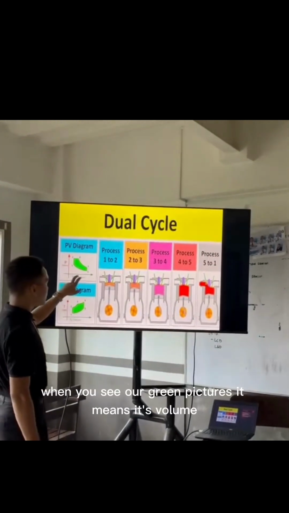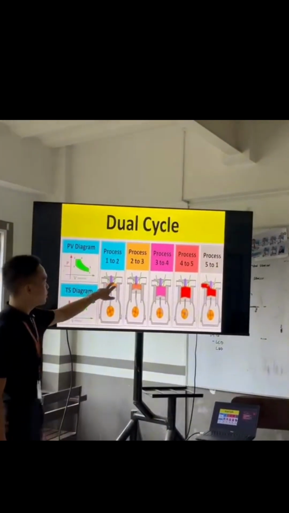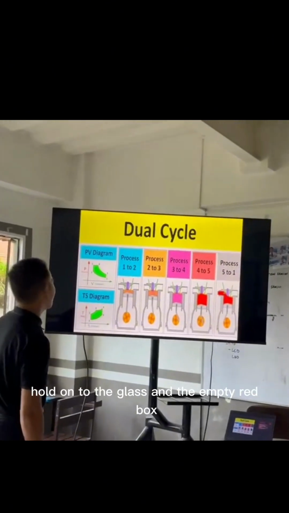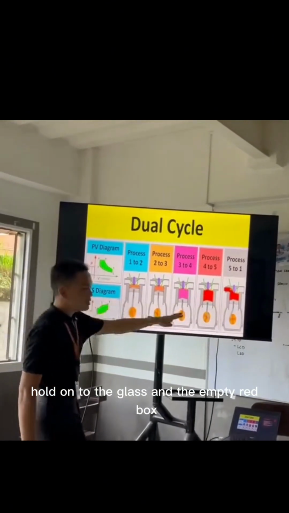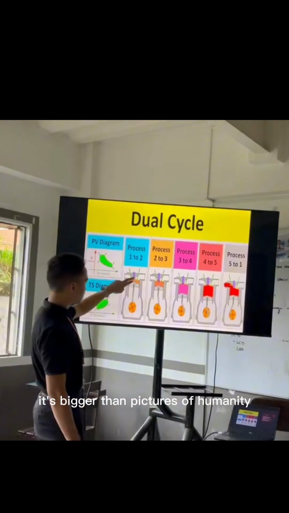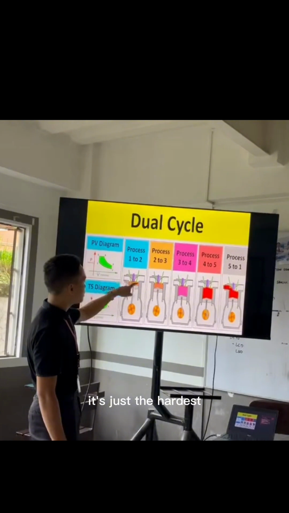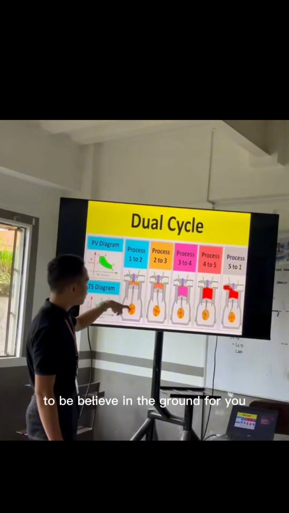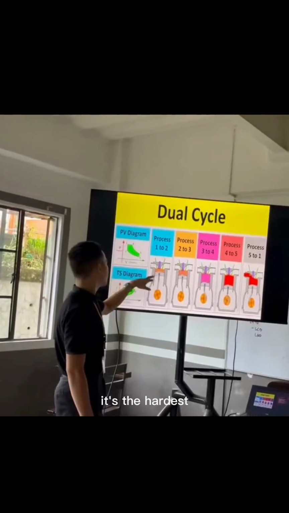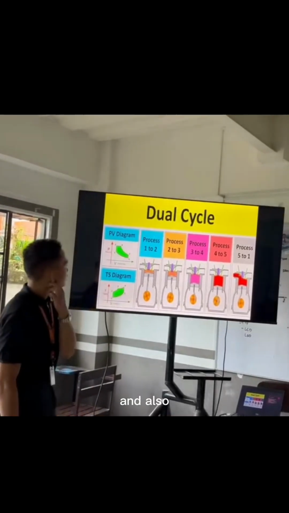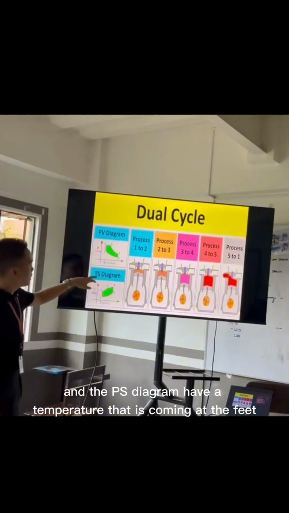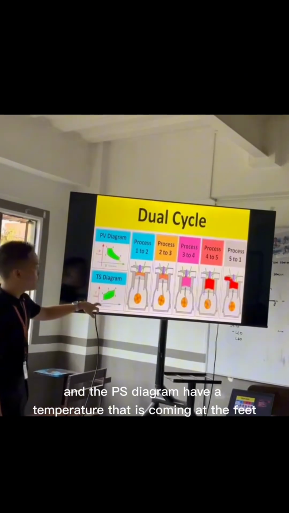When you see the green pictures, it means volume, the valves that push the gas, and you can see the red ones, these are the pressures. Based on the pictures, as you can see, these are the valves, the connecting rod, the pistons, the crankshaft, and also the temperature. And the TS diagram has temperature and entropy.